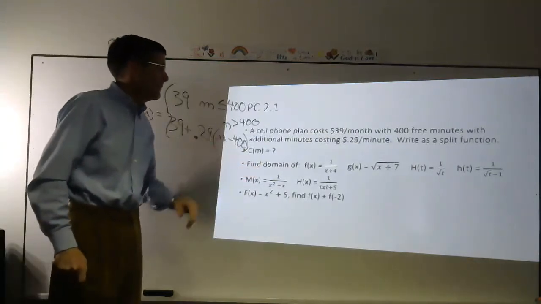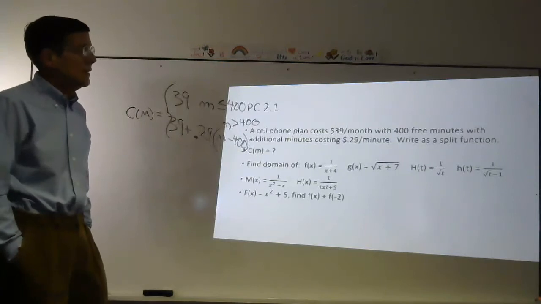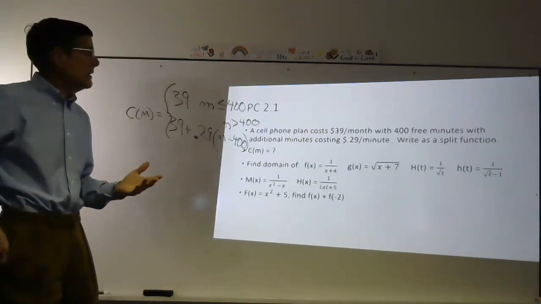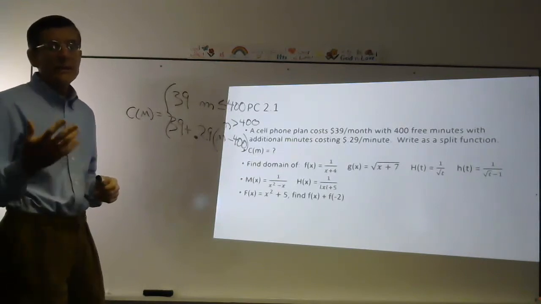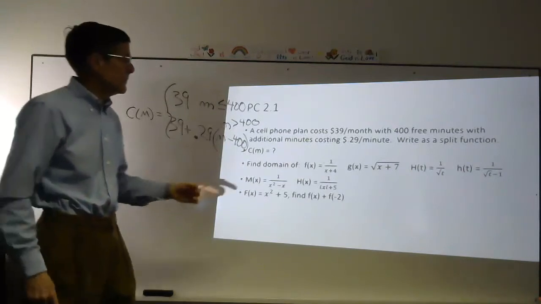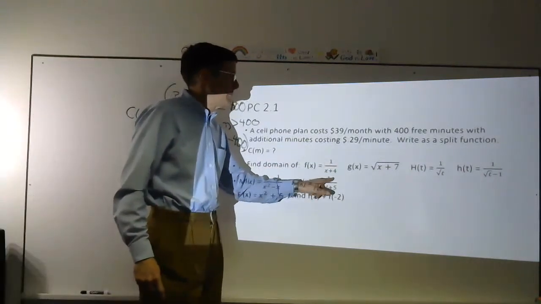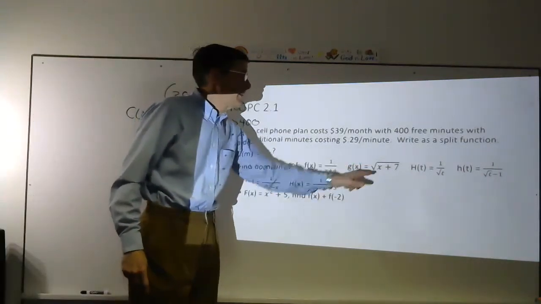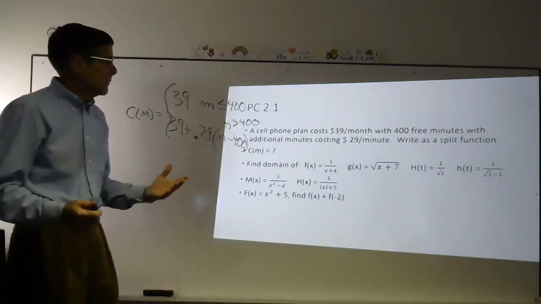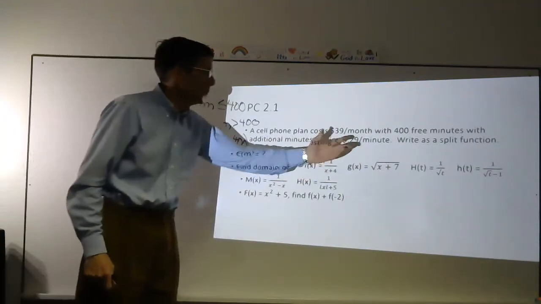Let's talk about finding domains. Remember from chapter 1, the domain is what x can be legally. Now, where do you run into trouble? You can't have division by 0, and you can't take square roots of negatives. So you've got to be really careful with problems that have division and roots.